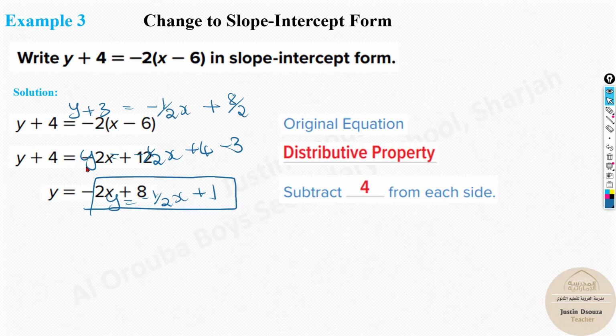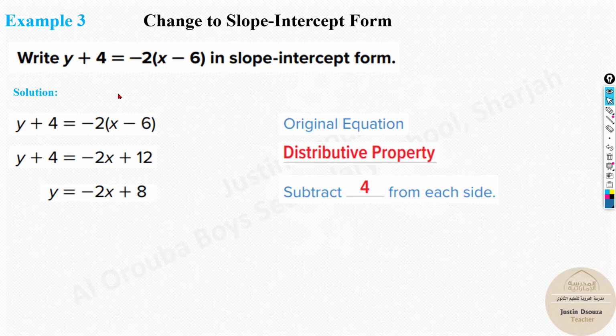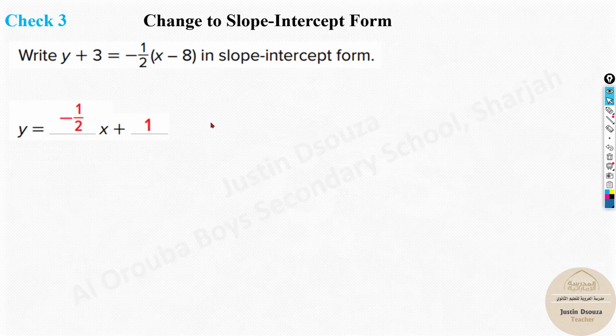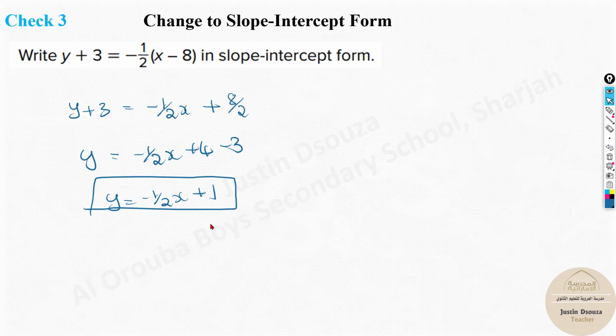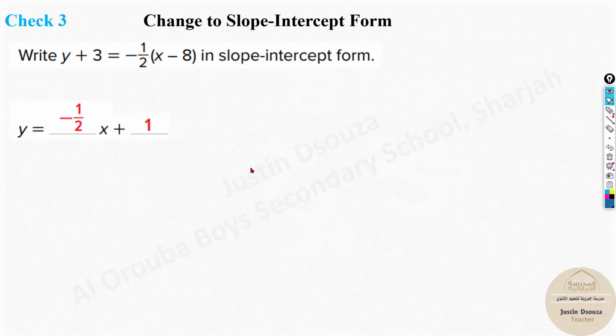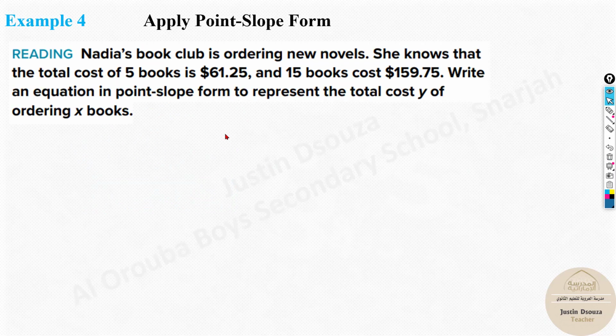Even in the previous problem, don't forget this step. I used the distributive property, and then the 4 to the other side becomes 12 minus 4. It was 8. But here it was half, and we got this. See, these are the steps. That's it. Now we will go on to the next problem.